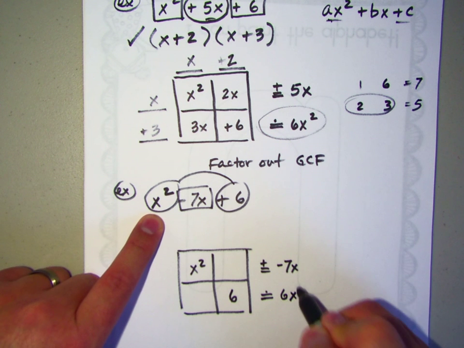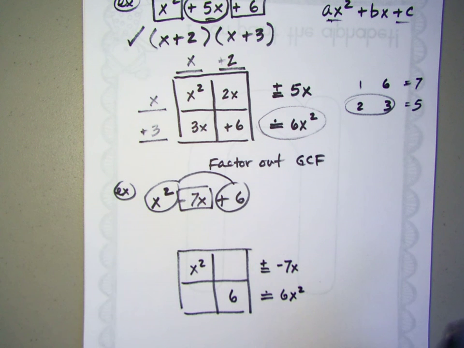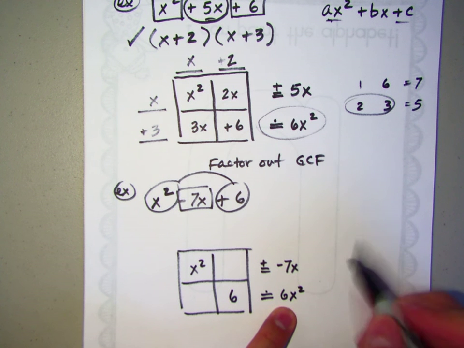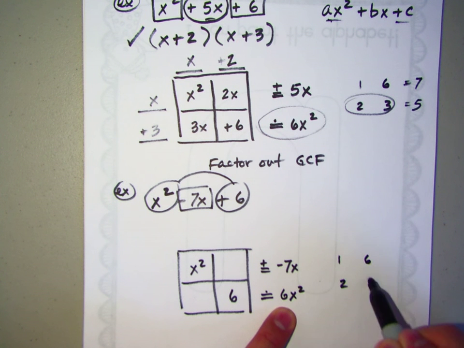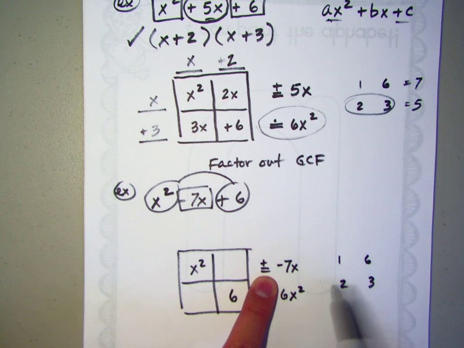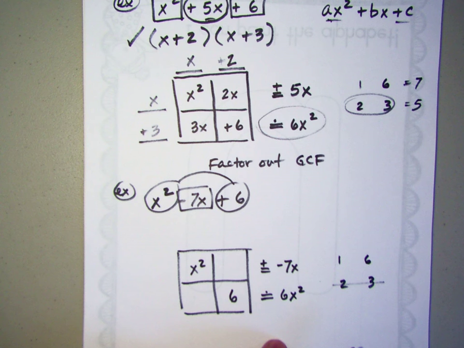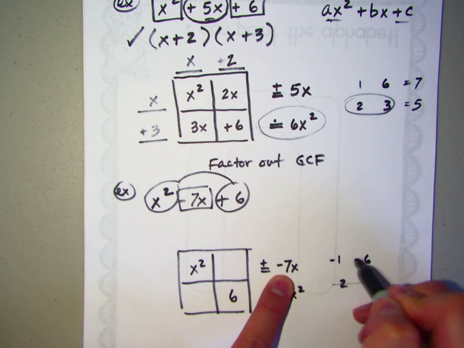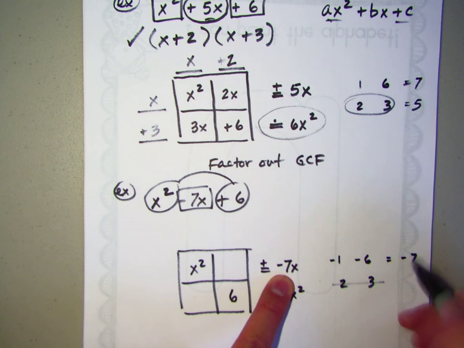So I still want to find two numbers that multiply to get 6, so I'm thinking 1 times 6, I'm thinking 2 times 3, but now they have to add up to get some sort of 7. With a 2 and a 3, I can't make a 7 out of that. So 1 and a 6 is hopefully what's going to work. In order to add to get more negative, a negative times a negative will get me a positive.